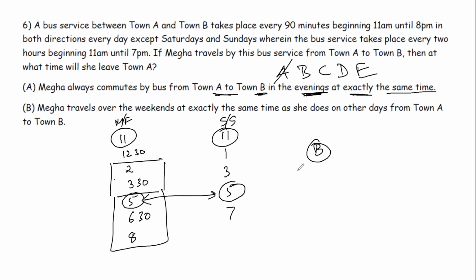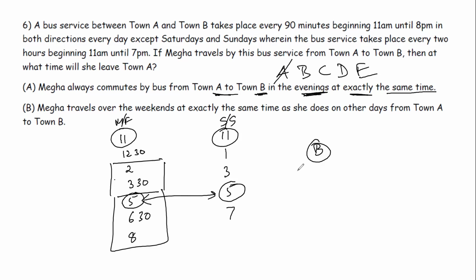All right. If you ignore A, then the information 11 to 8 and 11 to 7, 90 minutes and 2 hours, is given to us already. Along with statement B, we know that there are two possibilities: she leaves exactly at the same time as she does on the other days, and that could be 11 o'clock or 5 o'clock. Only two answers match, right? There are no other common slots.